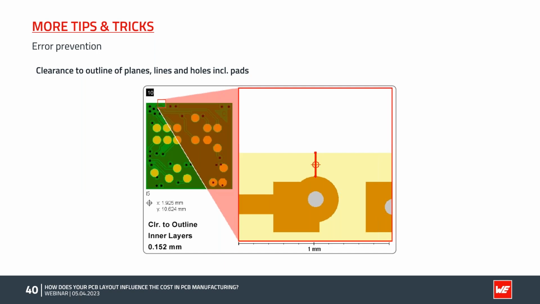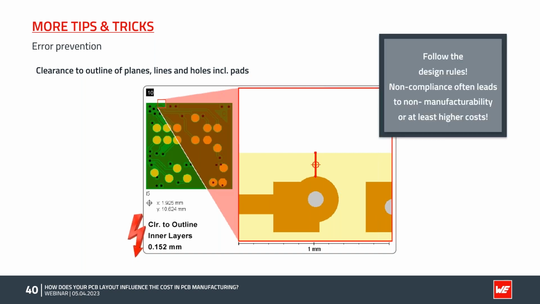Another thing that happens quite often, to be honest, is the clearance from copper to the outline. This is an example from an inner layer where you see this inner layer pad. The distance here from the inner layer pad to the copper edge in the layout was 152 microns. In our design rules, we have 250 microns. So this is not according to the design rules. We could realize this, but this means we need to have different handling processes. We need to slow down the routing. We need to have thinner and smaller tolerances and so on.